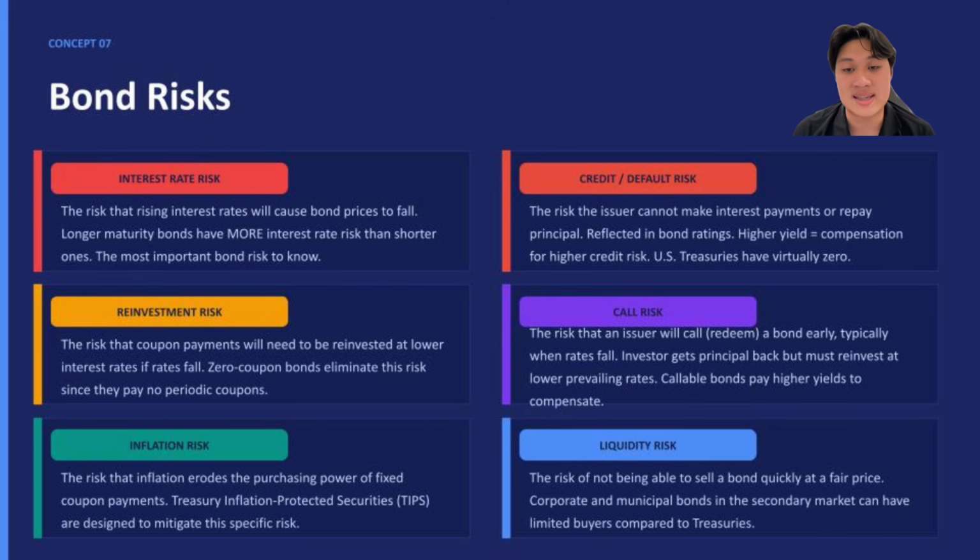There is a risk that the issuer of the bond will redeem it early, typically when the interest rate falls. The investor gets the principal back, but they must reinvest at a lower rate. Callable bonds pay higher yields in order to compensate for this risk. Next, there's a little bit of liquidity risk. Again, U.S. government bonds don't really have this liquidity risk, but corporate and municipal bonds do.